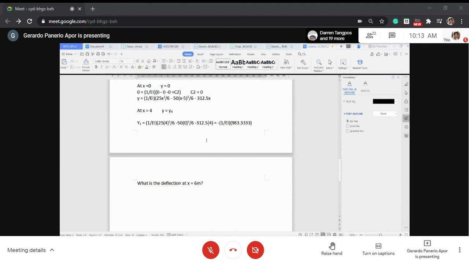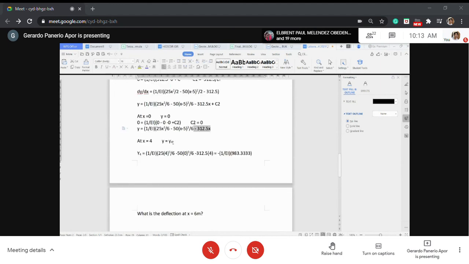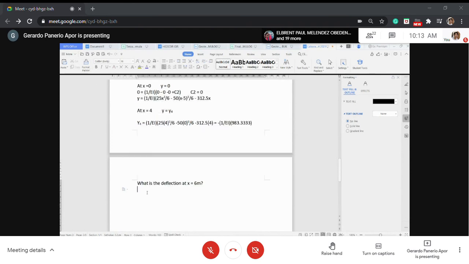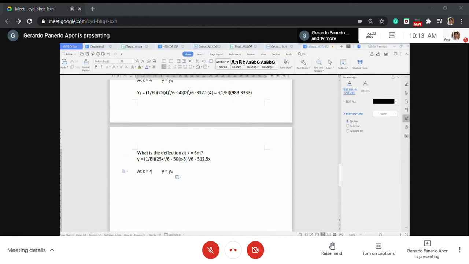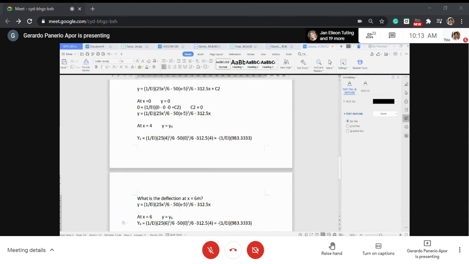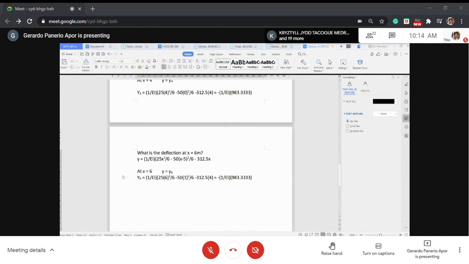So at x equals 6, we are going to use this. This x equals 6 meters, and then this one will become 6. The difference is this one is no longer 0: we have 6 minus 5, which becomes 1. Let's see if they are the same. 6 times 6 times 6 times 25 divided by 6, 900, minus 50 divided by 6.